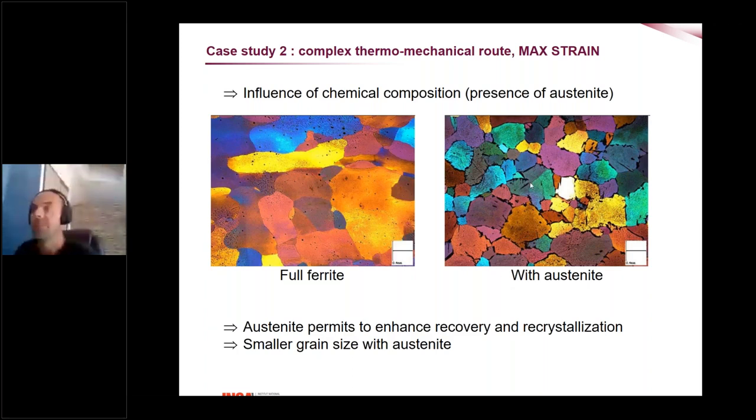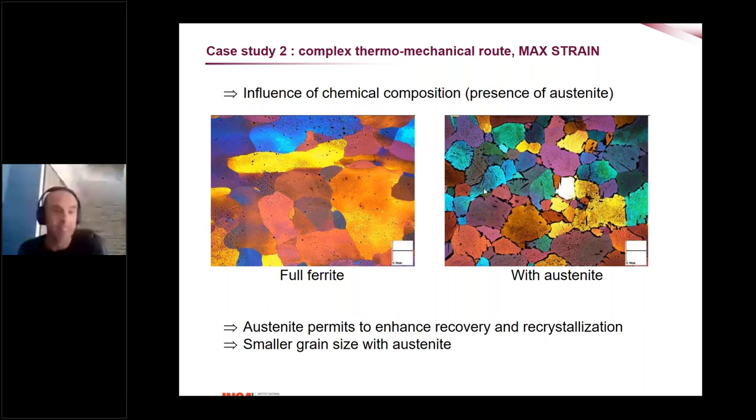This austenite will permit to decrease the grain size and to get very equiaxed grains. So when you get austenite, you will have recovery and recrystallization, and you have a smaller grain size. So that's one way, let's say, to be able to get equiaxed grains wherever you want. However, you have to change your composition. That means you have to change your price and everything.